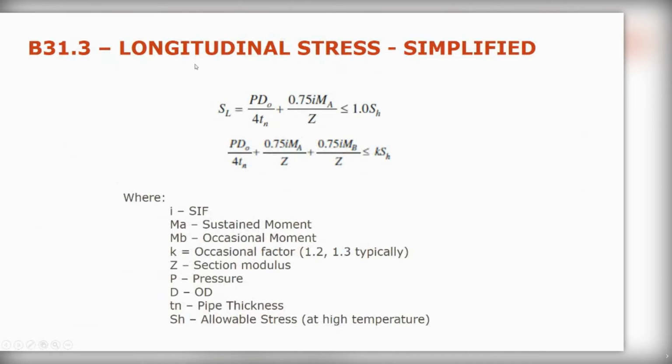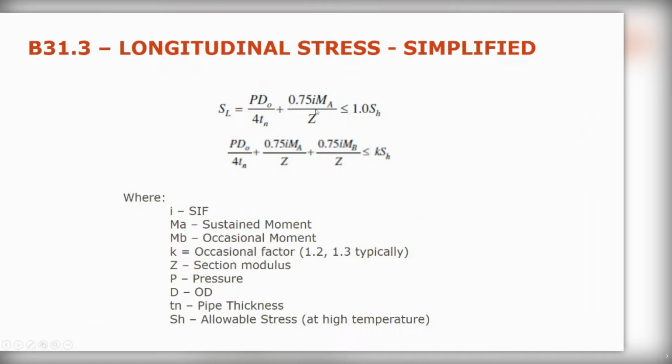So what do the codes require for longitudinal stresses? This is a simplified equation. That's the one you normally would use, but there is actually a slightly more detailed one, which is a bit less conservative as well because it's more detailed. But basically what it says is the longitudinal stresses have to take account of this, and you may recognize this formula. This is our longitudinal stress due to pressure. So not the hoop stress, that's the longitudinal stress.